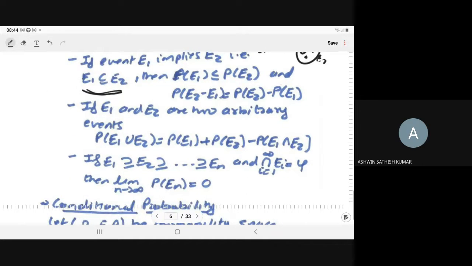If E1 and E2 are two arbitrary events, then P of E1 union E2 is given by the general law of addition.